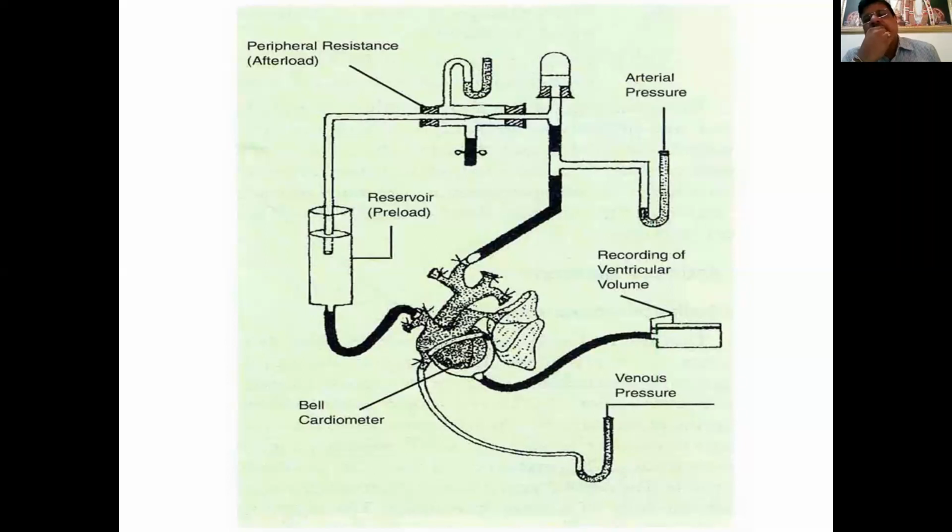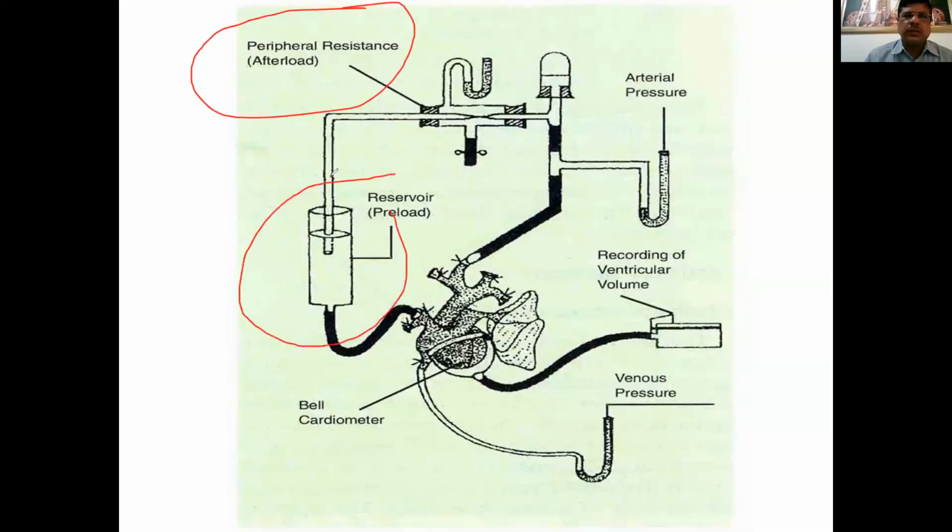So inotropic. Yeah, it is called the inotropic state. Okay. So in the previous class, I don't remember when I had told you this. What is this preparation called? It is called the heart lung preparation, where you have a setup where you can change the peripheral resistance or afterload, and you can also change the preload or end diastolic volume.